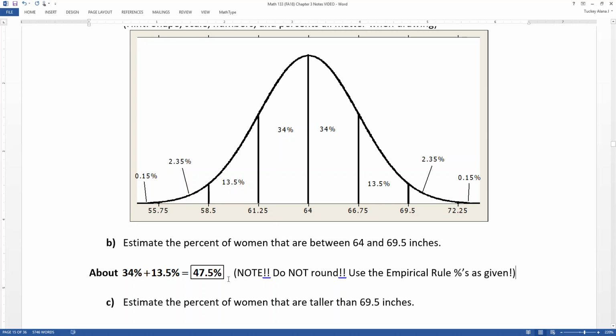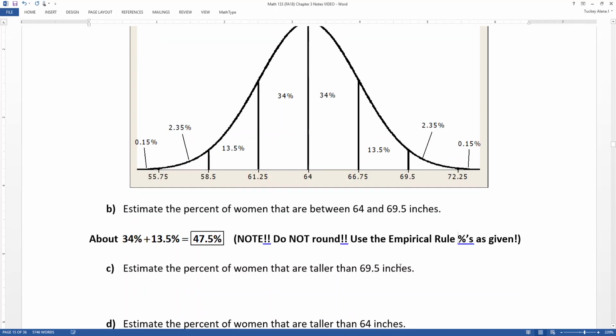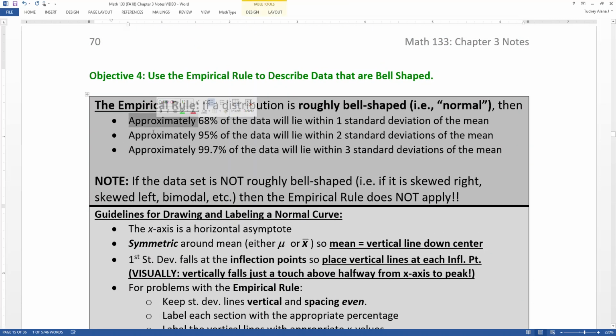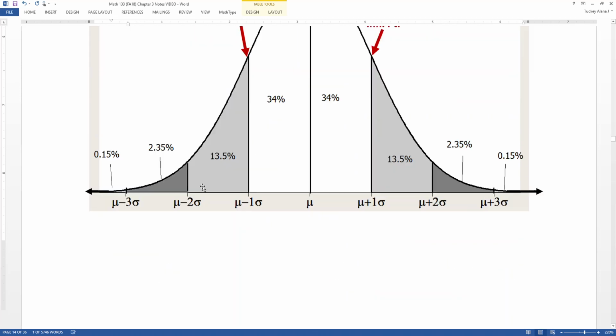There we go. So I know it says approximate and about, just live with it. Because if you remember, the rule itself is approximate. So don't over round it, right? Use the percentages that are given and don't round them.